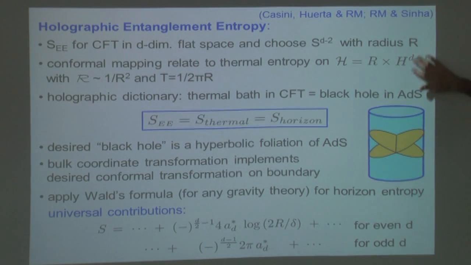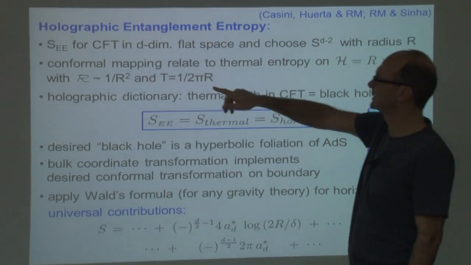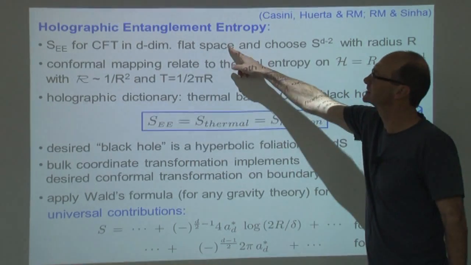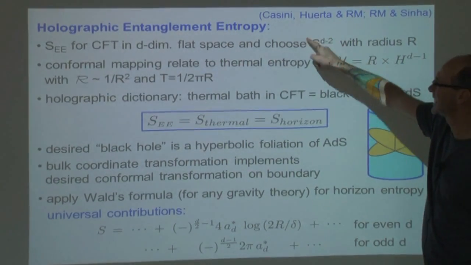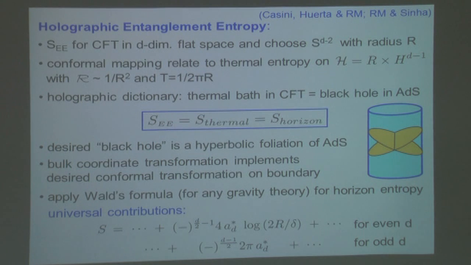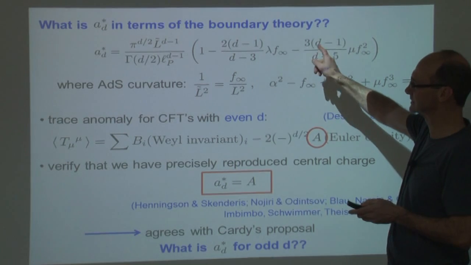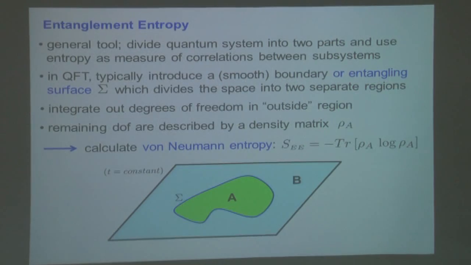And so this is the story that I told, although I probably rushed through it yesterday, where I'm calculating the entanglement entropy in a d-dimensional CFT in flat space, but I'm choosing the entangling surface to be a sphere of radius r. And it turns out that there's a universal contribution in that entanglement entropy, and at the bottom here, what we're saying is the universal contribution I can match up, and in the holographic context, I get precisely this combination.